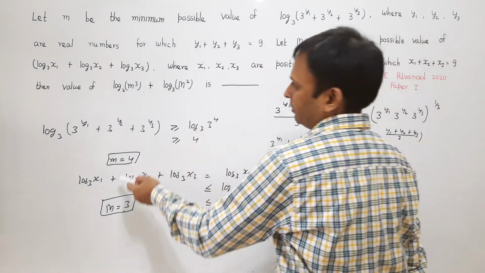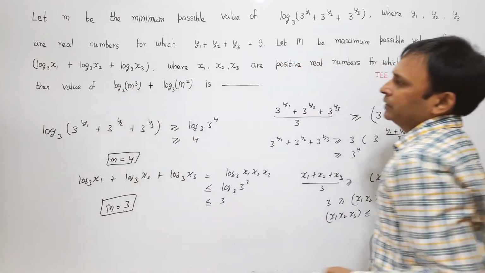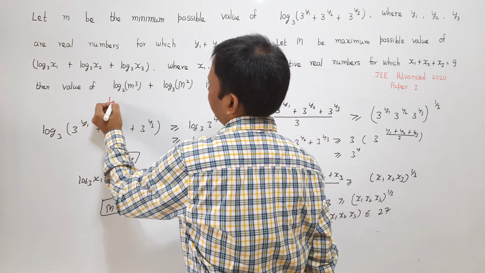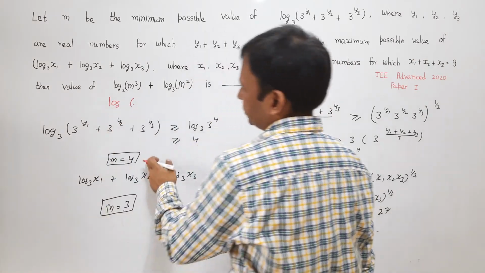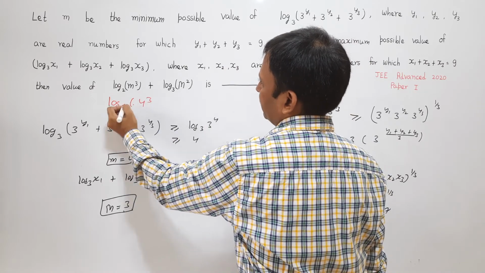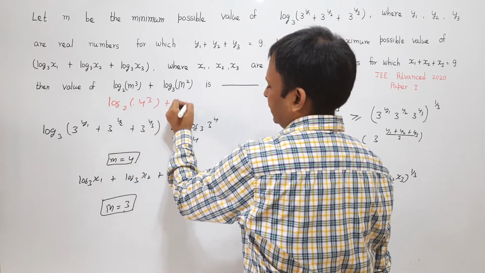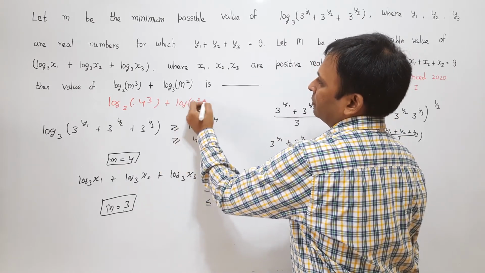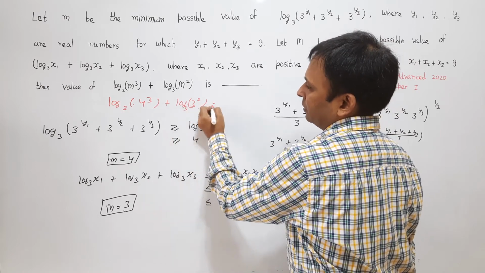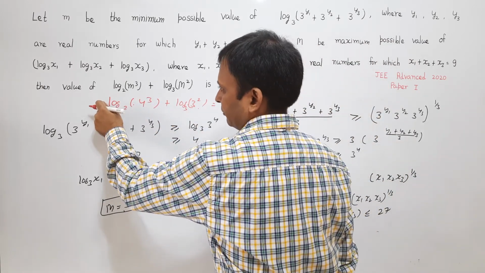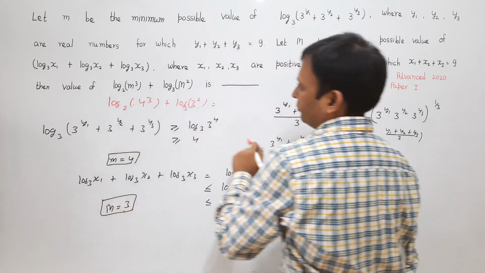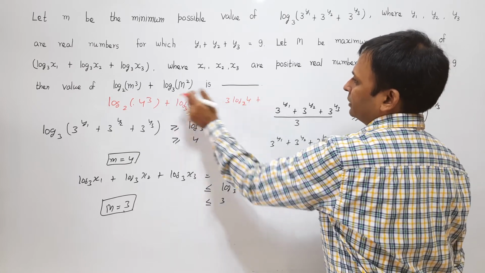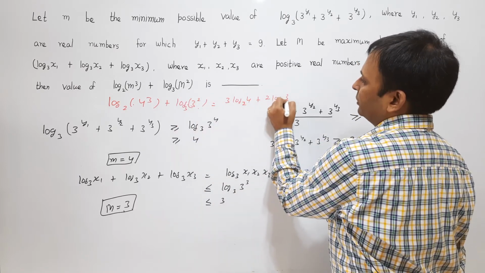We got small m, we got capital M. This we will simply substitute in this particular expression. So what I will write? I will write log of, this is small m which is 4, so I will write 4 cube with the base 2 plus log of capital M which is equal to 3, so this will be 3 square with the base 3. So 3 will come on the front, so this will be 3 times log of 4 with the base 2 plus this 2 comes in front, so you get 2 log of 3 with the base 3.